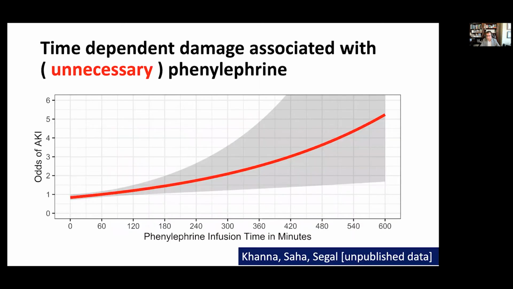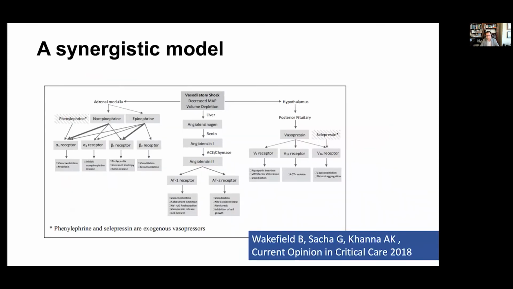And that's a problem. We've also seen, at least in the intraoperative world, that overexposure to vasopressors just for the sake of maintaining a blood pressure does not necessarily lead to good outcomes. In fact, there is a strong association with acute kidney injury after being exposed to intraoperative phenylephrine unnecessarily. So we recommend a more synergistic model while you handle vasopressors, going from the adrenal medulla to the posterior pituitary and also the renin-angiotensin cascade.